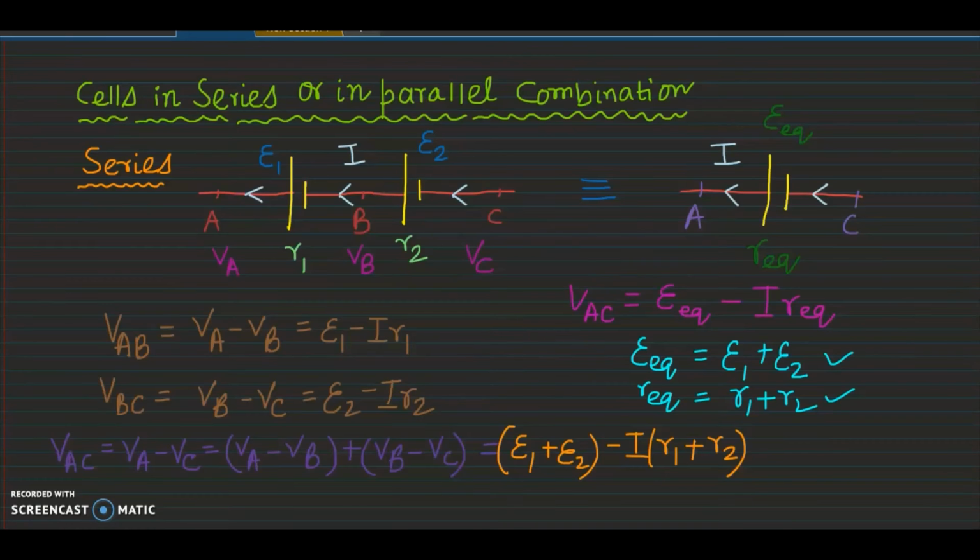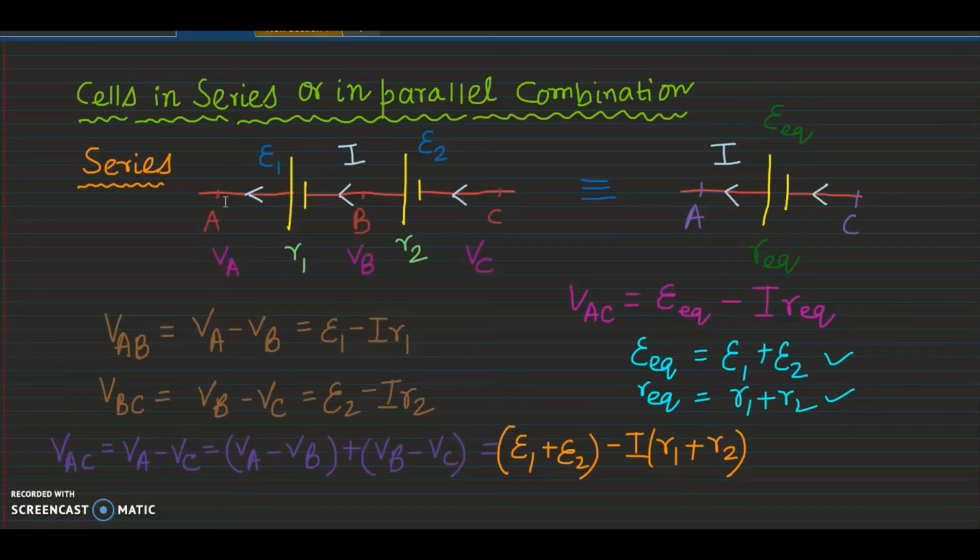So now we will discuss when more than one cell is connected together in series or in parallel combination. First we will consider the series situation. You can see from the figure here, these are two cells having EMF values of epsilon 1 and epsilon 2 and internal resistances R1 and R2. They are connected in series. Series means that one cell's positive terminal is connected to the next one's negative terminal.